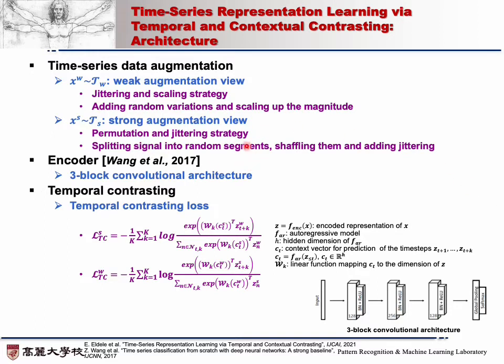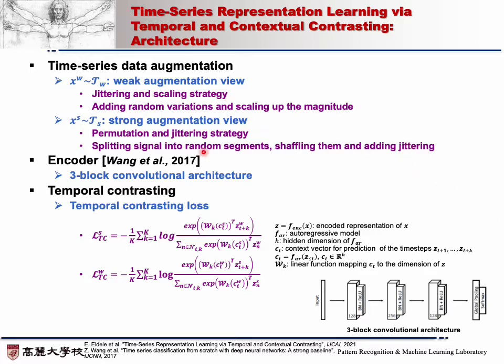Inspiration for the stronger augmentation came from permutation and jittering. Thus, for time series, we need to split the signal into some segments and then rearrange them, or in other words, just shuffle them, and lastly add some jittering. So as I said before, here it is to add some random variations.